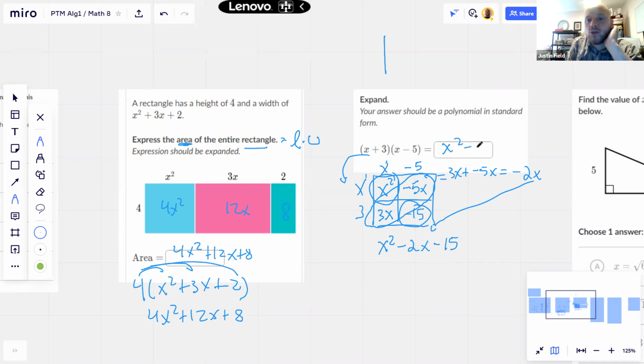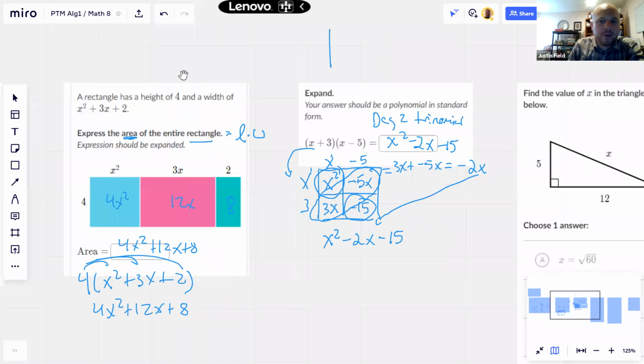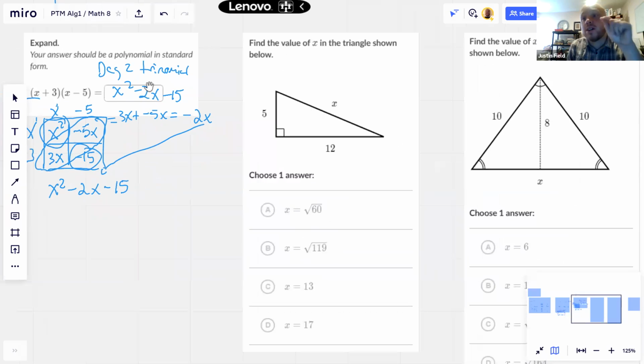It's a degree 2 trinomial with a leading coefficient of 1 and a constant term of -15. All right, so use your vocabulary and then you won't lose your vocabulary.